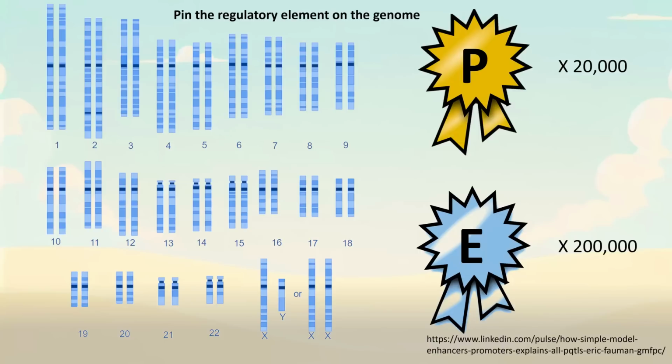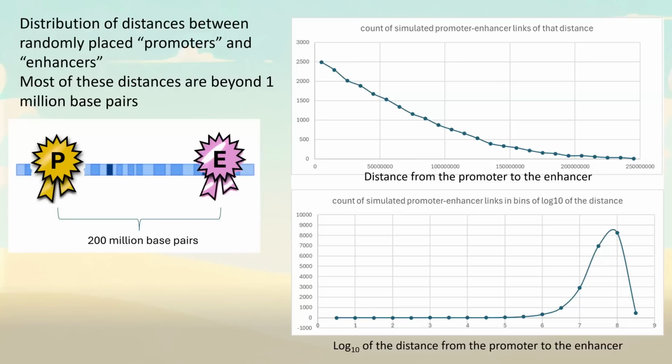I like this because it seems like a fun kind of thing that undergraduates could play with and show that this works. I call this, right, pin the regulatory element on the genome. So you just take 20,000 promoters and 200,000 enhancers, and you just randomly scatter them across the genome. You just pick random positions across the genome, and you place them there.